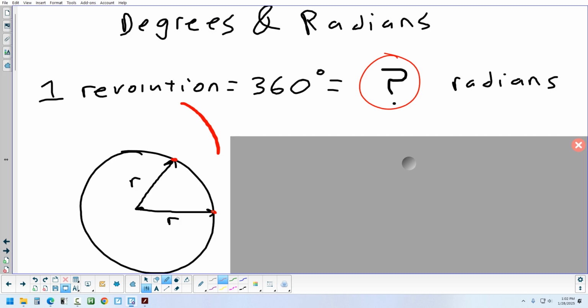Any questions about those two dots? Now, connect the two dots. If you connect those two dots, that shape in red is an arc.